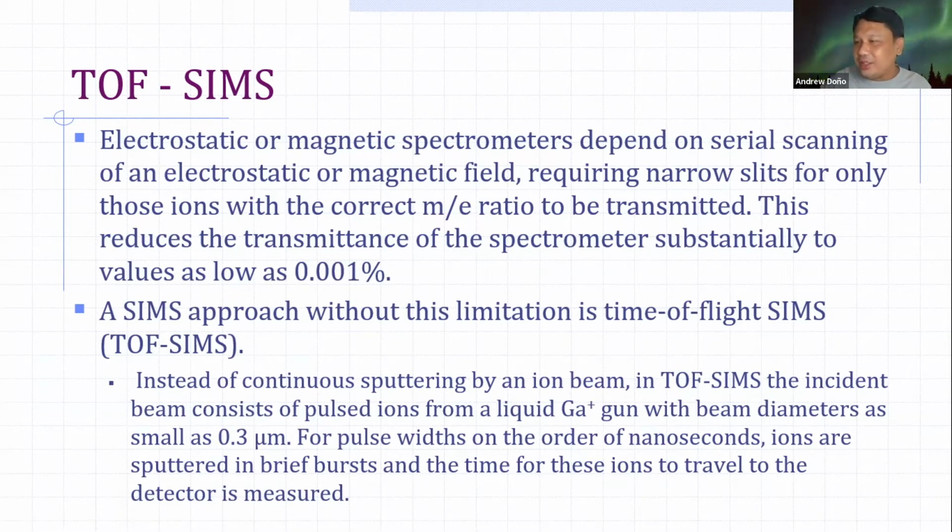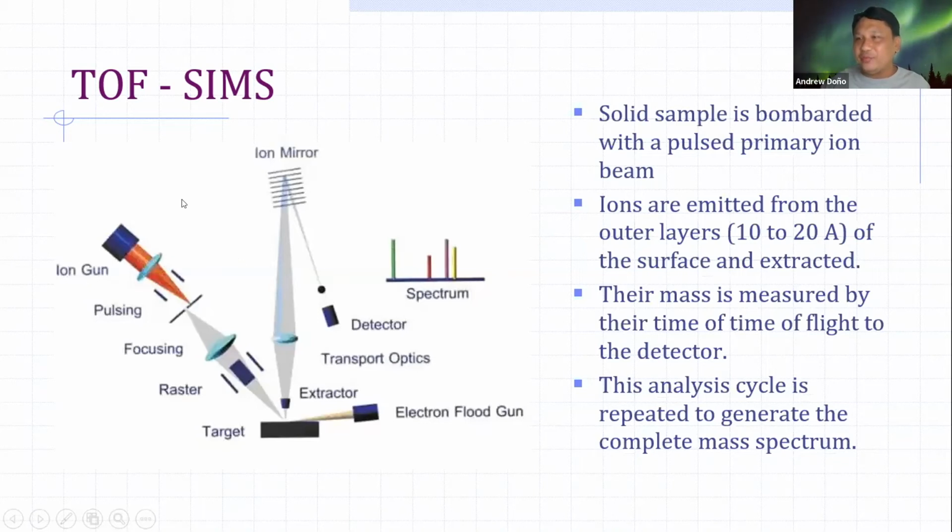For pulse widths on the order of nanoseconds, ions are sputtered in brief bursts, and the time for these ions to travel to the detector is measured. This is the schematic diagram of the top SIMS. The solid sample is bombarded with a pulsed primary ion beam. Here is where our primary ion beam comes from. Then this is the sample.